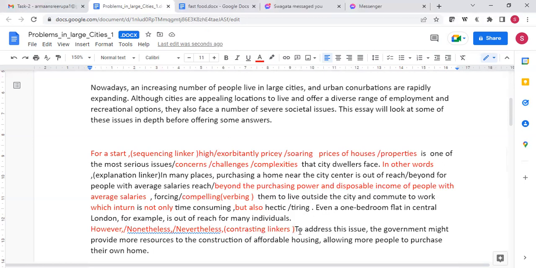Okay, to address. Why can't we write that solution in a separate para, ma'am? I told you, Aparna, that there are two ways of writing. Either you can club it in one para, or you can put it in a separate para.